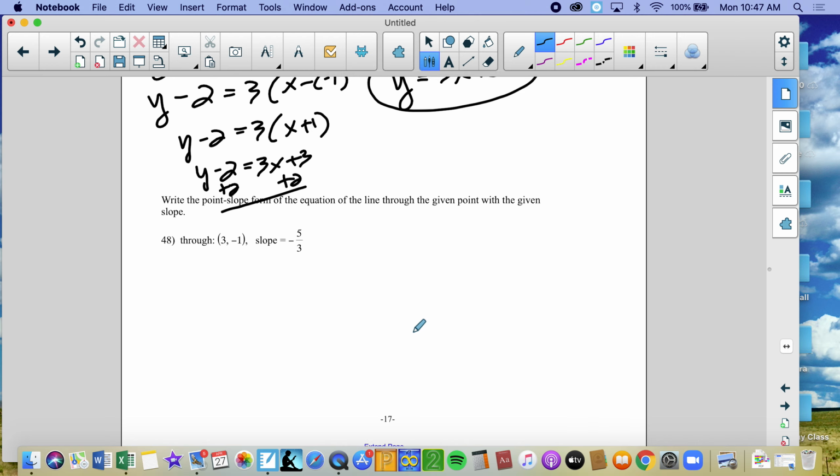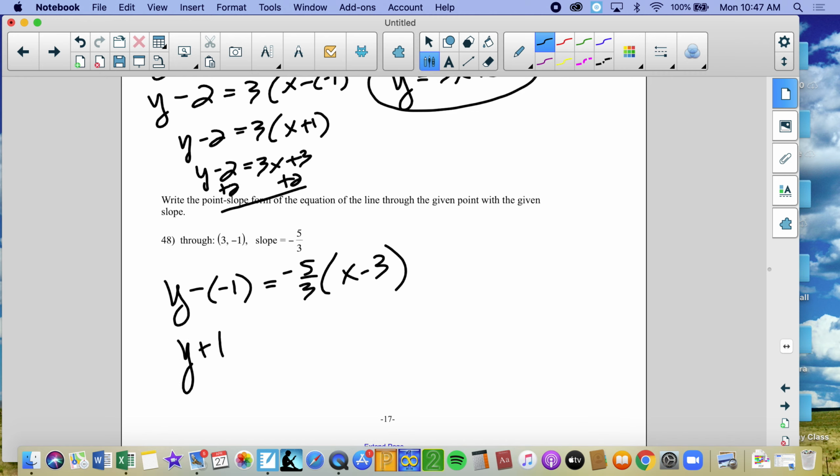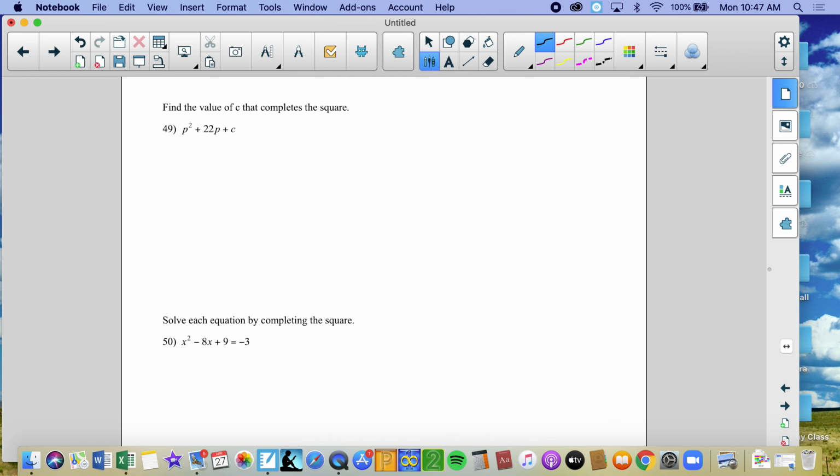Write the point-slope form of the equation of the line through the given point with the given slope. Point-slope form. I got point, slope. That's nice and easy. All right, so we have y minus my y value equals my slope times x minus my x value. So we get y plus 1 equals negative 5/3 times the quantity x minus 3. Very nice. Real easy when they give you the point and slope.